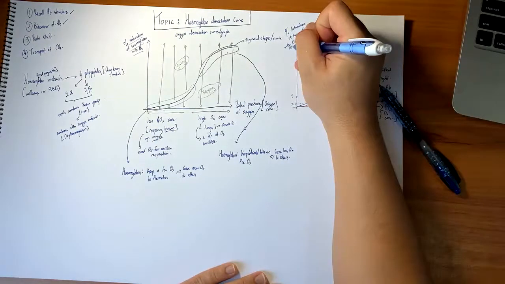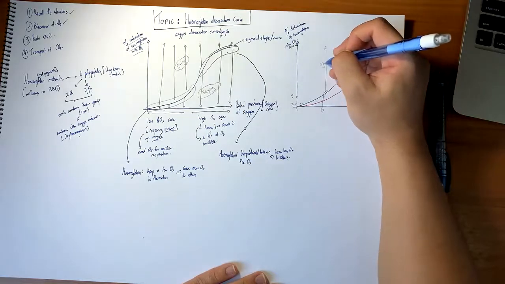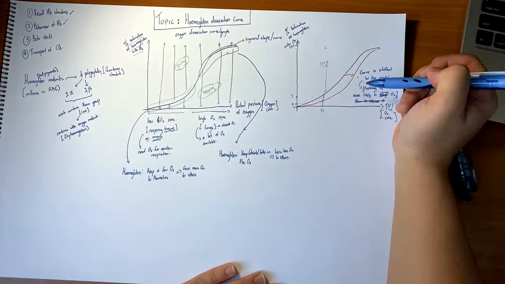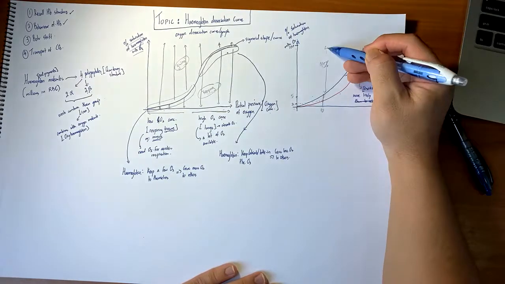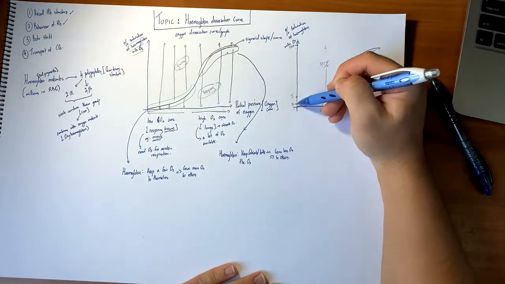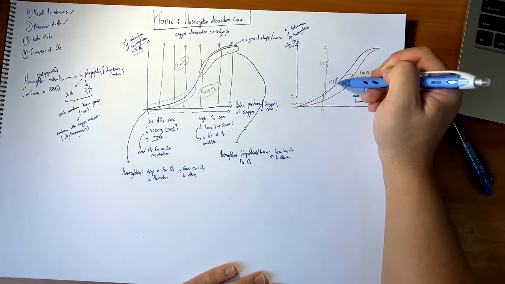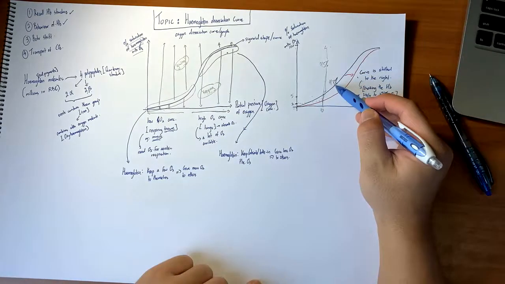So 100 minus 5 is 95. 95 is what it gives. Okay, but when you shift it to the right, what will happen is that suddenly, at the same partial pressure of oxygen, they only keep 2. So which means they now give 97%. Okay, 97% they give when you shift the curve to the right.